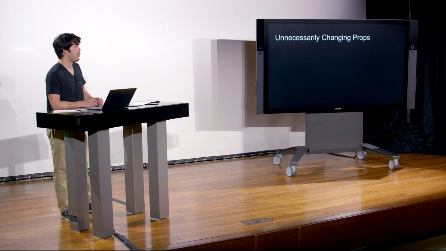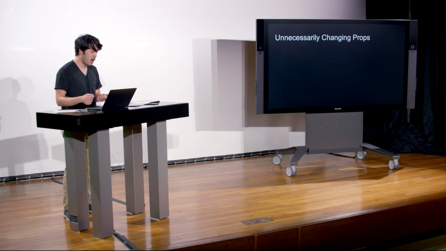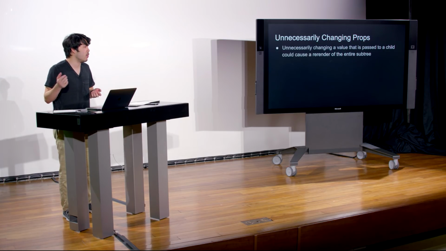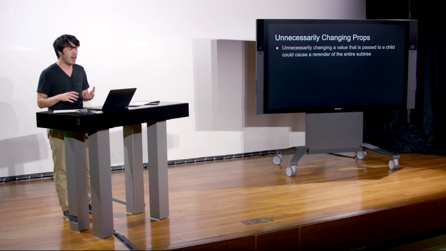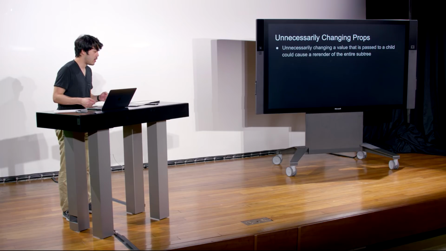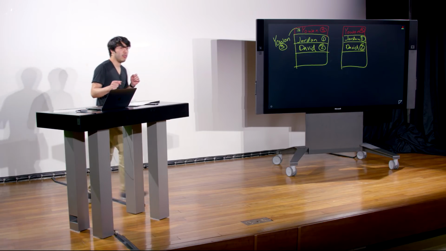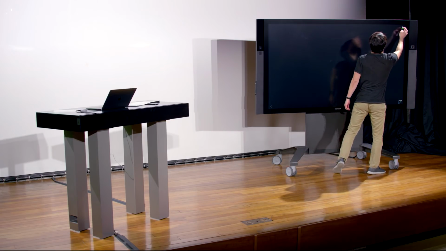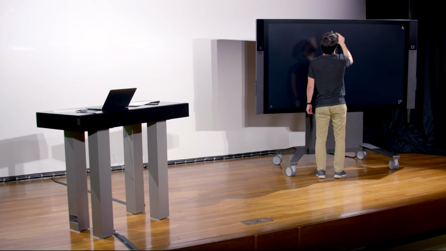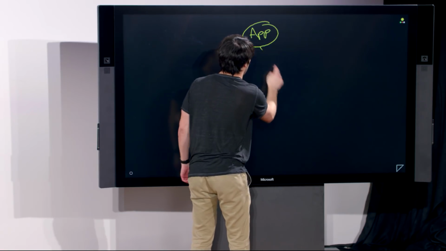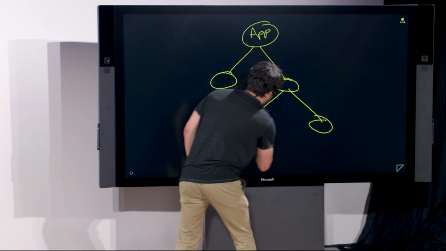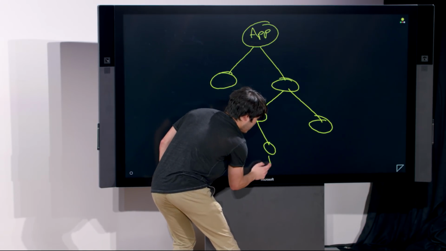So what's next in our common inefficiencies? Well, unnecessarily changing props. What might actually happen here is we accidentally, or maybe unknowingly, change a value that is passed to a child and cause a re-render of the entire subtree. And if you remember, the way that a React app is expressed is it's just a tree of a bunch of nodes. So we have our app, and then maybe our app has a couple different components, and maybe this one has a few different components, maybe each of these has a few, and so on.